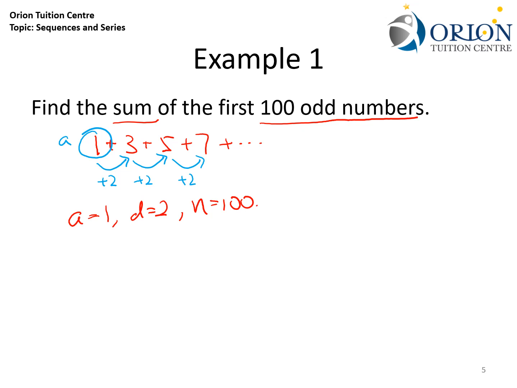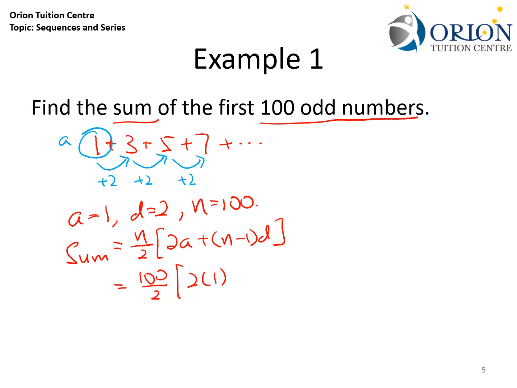So we can say that the sum equals n over 2 times (2a plus (n minus 1)d), which becomes 100 over 2 times (2 times 1, plus (100 minus 1) times 2). And this will give us 10,000.